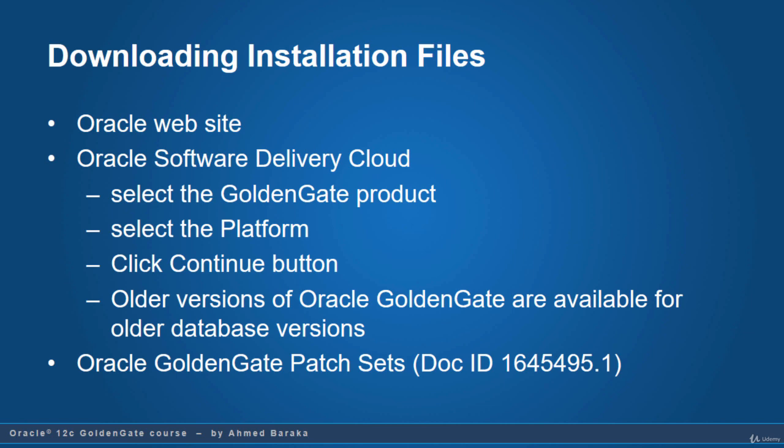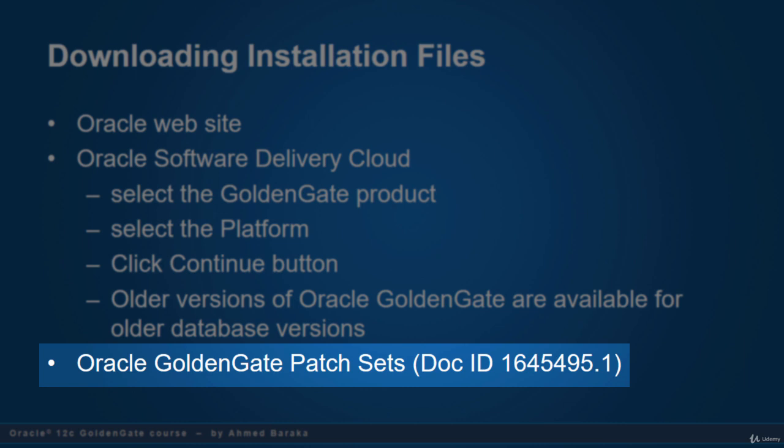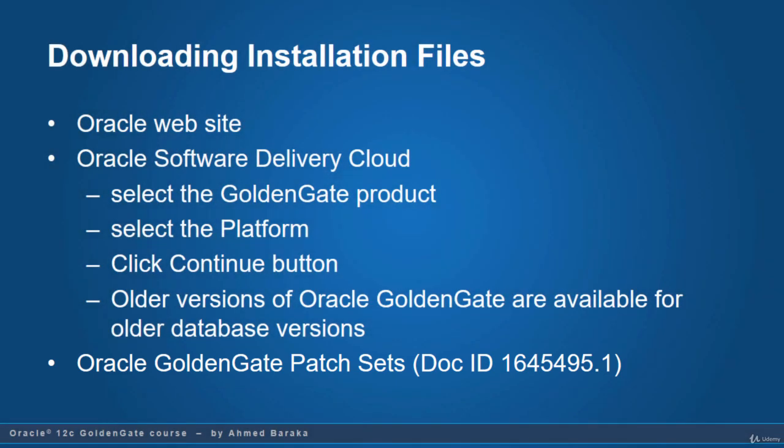After installing the software in a production environment, you should apply the latest patch set of the software. As always is the case with all Oracle products, you obtain the patch set from the Oracle support site. Refer to the document ID 1645495.1 to obtain the latest patch set for Oracle GoldenGate. In this course, you will learn about applying the Oracle GoldenGate patch set in a later lecture.